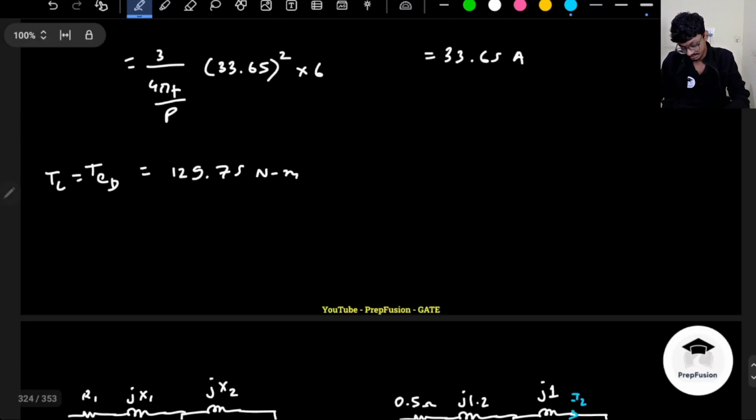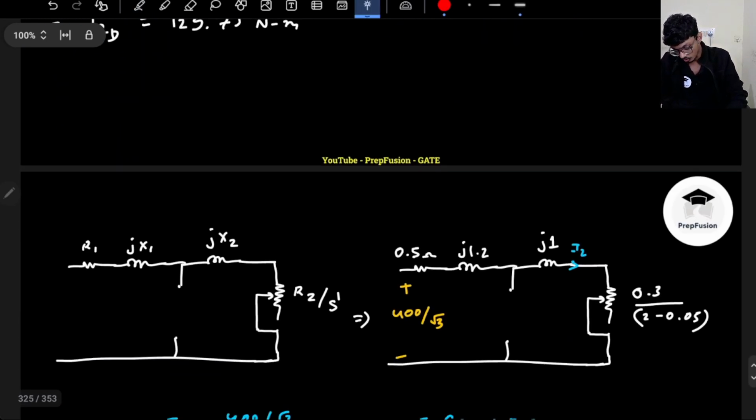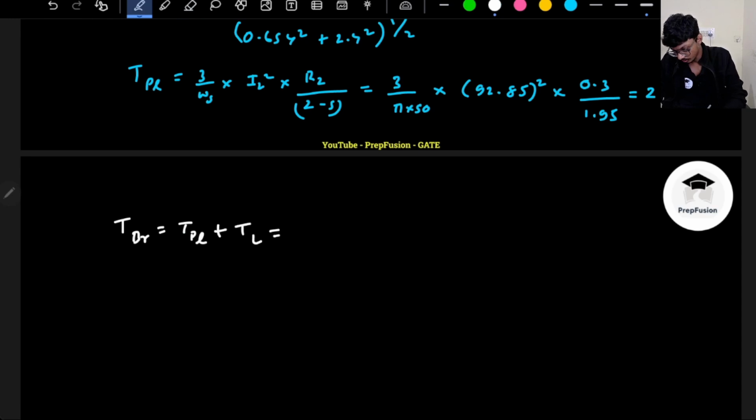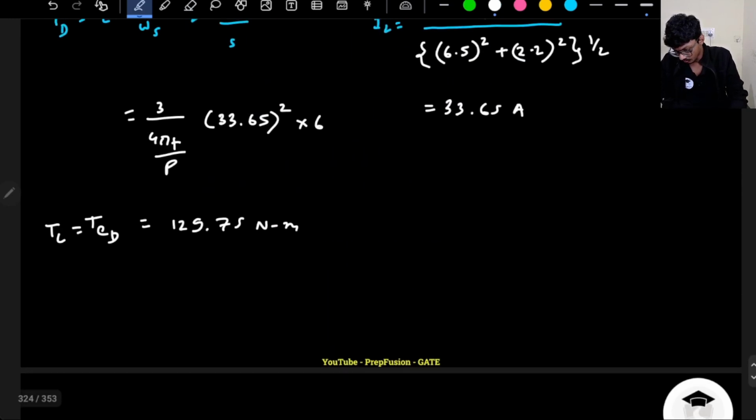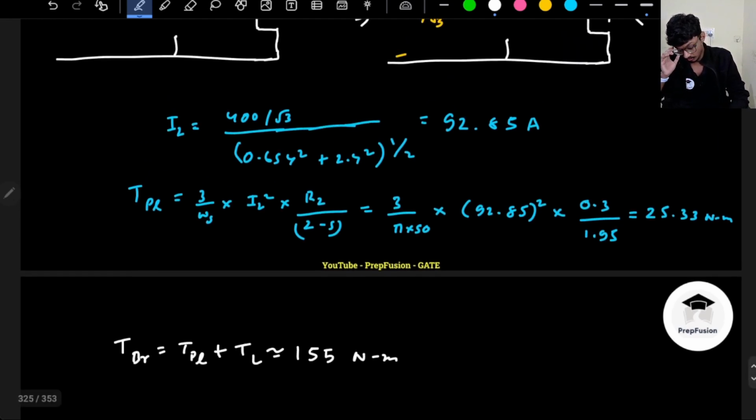So what are they asking? They're asking me the resultant torque, right? Remember, if nothing is mentioned about initial braking torque, that means they're asking me the overall torque. So the overall braking torque will be the summation of the plugging torque plus the load torque, or the previous torque. So this will be 25.33 plus 129.75, so it will be approximately 155 Newton meter. So this will be the braking torque generated during the initial braking.